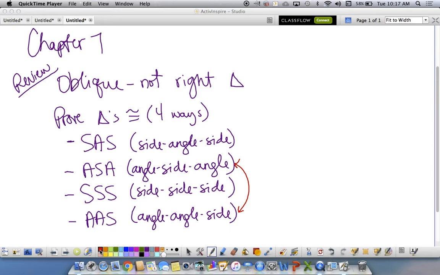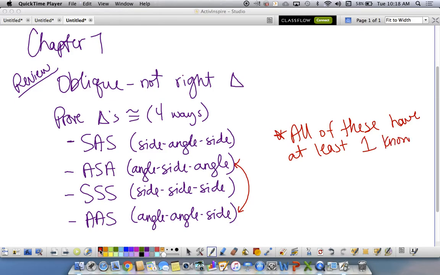One thing you must note, all of these that we did in geometry and that we will do in trig have at least one known side.